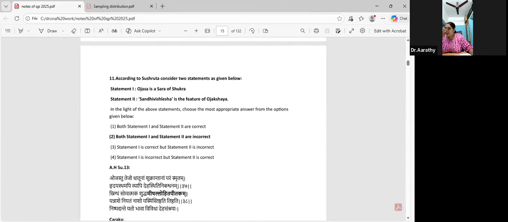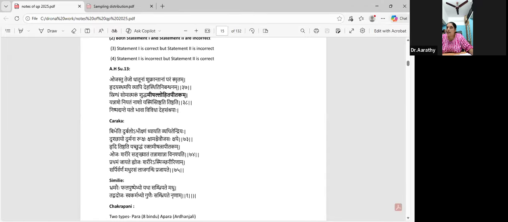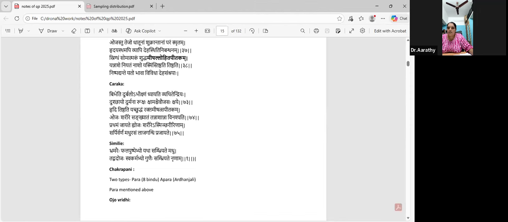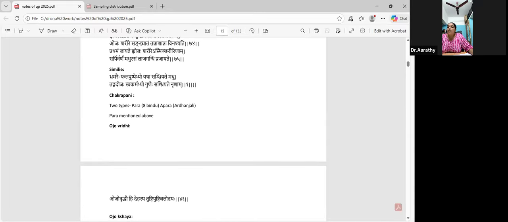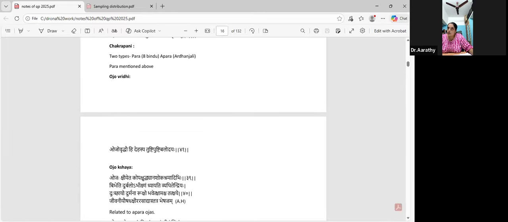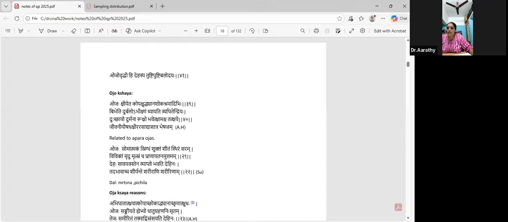according to Sushruta, consider two statements as given below. Statement 1, Ojas is a Sara of Shukra, and statement 2, Sandhi Vislesha is the feature of Ojakshaya. So Ojas is one very important topic. You can find references in Ashtanga Hridayam 13, Charaka, I suppose it is 26 or 27, I think. Do refer it. I don't remember the correct chapter. So all these combined, Sushruta also, you have 21st chapter, I guess, Sutra 21st chapter or so. So you will have all those references in one place. If you have global text, you can get all these references together.